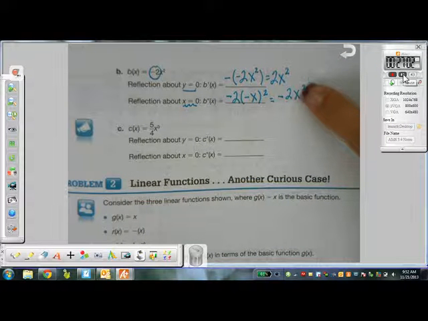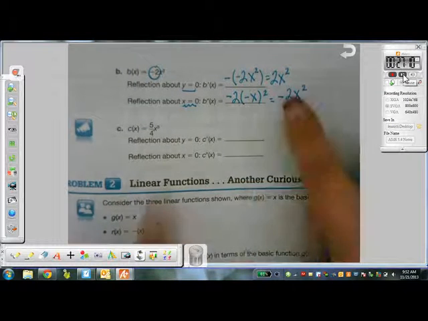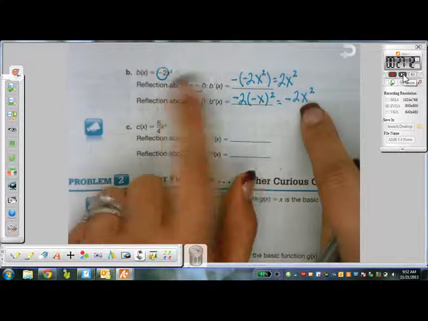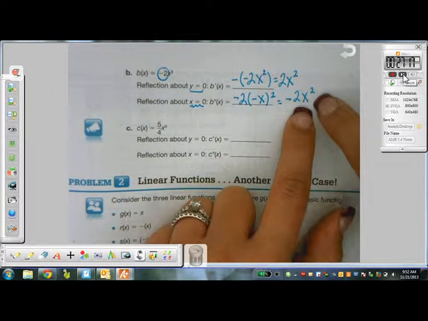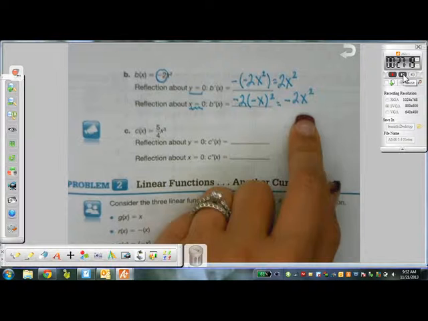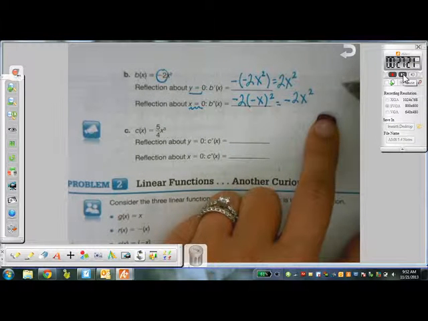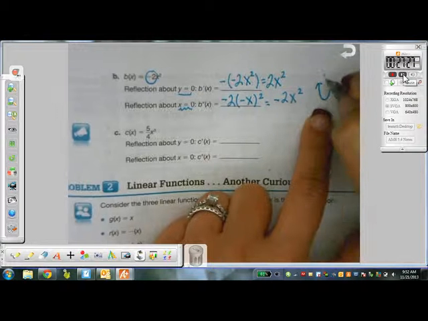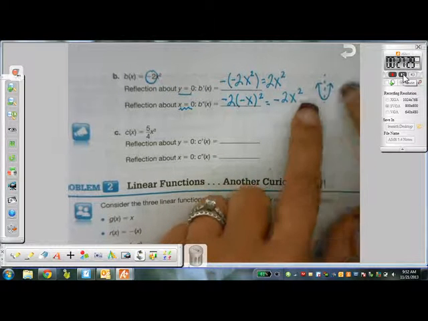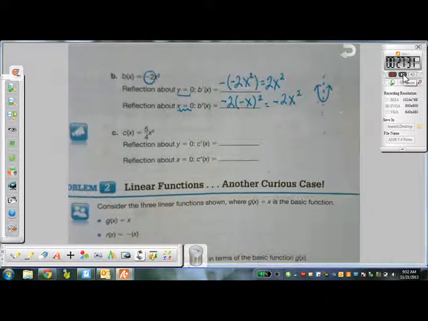So if I were to reflect this, do you think my graph would look any different? They'd look exactly the same, right? Does anybody know what kind of graph this is? Is it exponential? It's actually quadratic, which looks like this, right? If I were to reflect that about the y-axis, what happens? It's the same, right? Because they're symmetrical. Okay, that's why that happens.